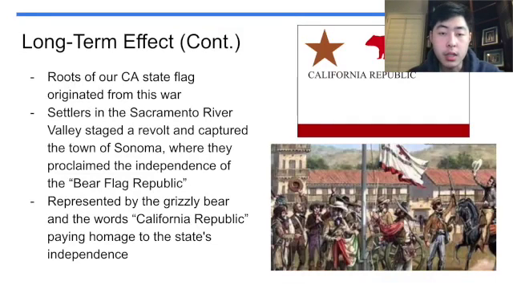One other interesting long-term effect that I want to mention is that the roots of our California state flag originated from this war. American settlers in the Sacramento River Valley staged a revolt and captured the town of Sonoma, where they proclaimed the independence of the Bear Flag Republic. This fact is represented by the image of the grizzly bear on the flag and the words California Republic, paying direct homage to the state's independence.